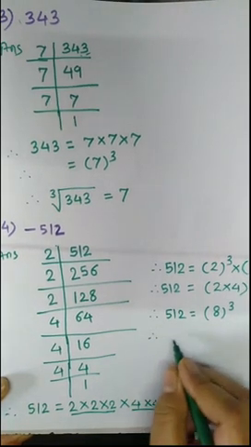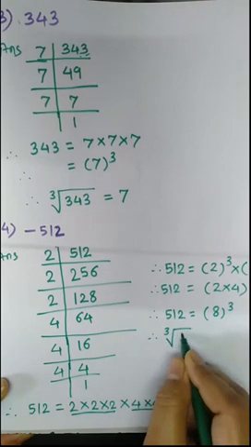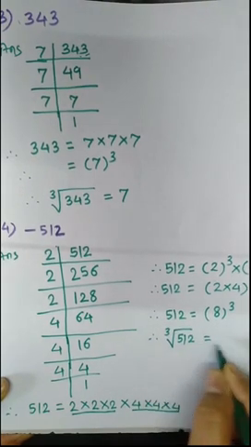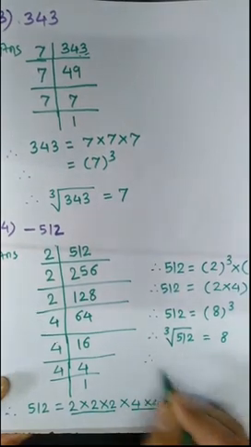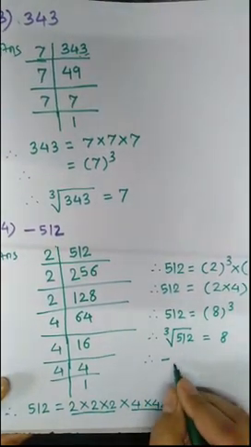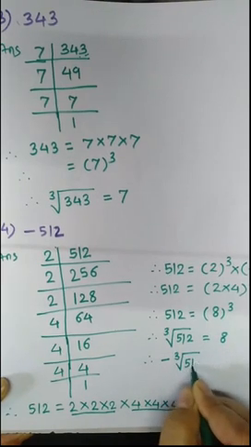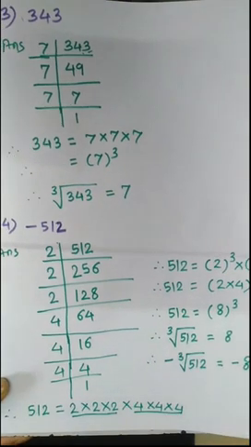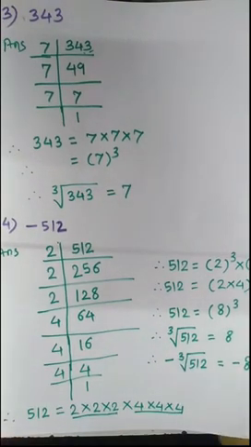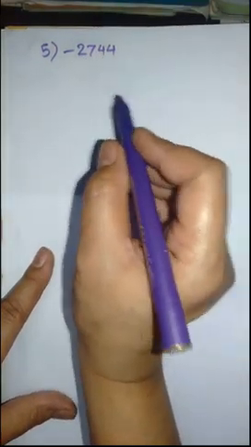So therefore cube root of 512 is equal to 8. And now see the question, it is negative, so write down therefore cube root of negative 512 is equal to negative 8. Understood? Next question is negative 2744. So write down answer.